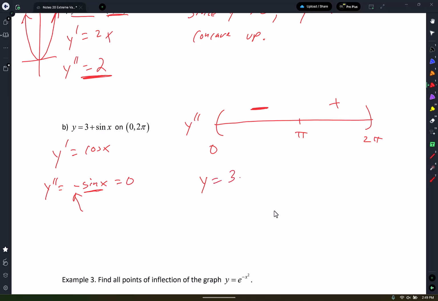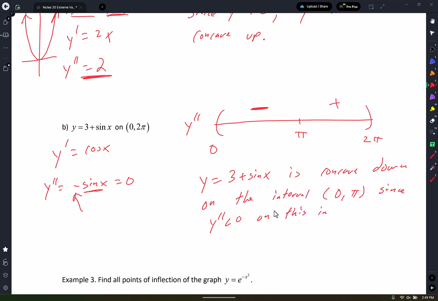Y equals 3 plus sine x is concave down on the interval parentheses 0 comma pi close parenthesis, since y prime prime is negative on this interval. This is how you say negative, by the way. Y prime prime less than 0. I'm going to change colors to do the other one.